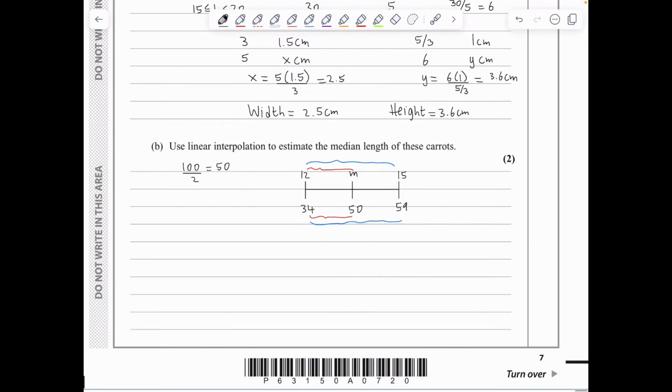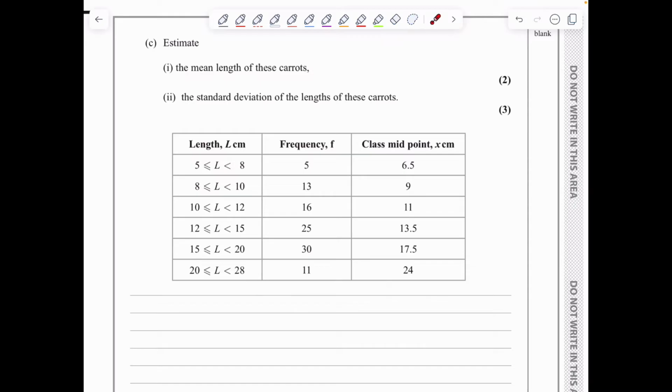I will be doing the small gap over the small gap is equal to the big gap over the big gap, which means I can write m minus 12 over 50 minus 34 is equal to 15 minus 12 over 59 minus 34. This leads to m minus 12 over 16 is equal to 3 over 25. I can cross multiply to get m minus 12 is 1.92, and therefore we conclude that the median m is 13.92 centimeters. In part C, we are asked to estimate the mean length and the standard deviation of the lengths.